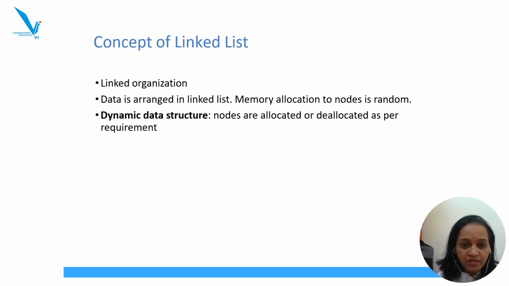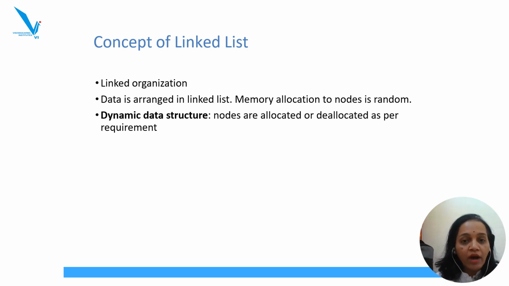So for the concept of linked list, we have to see linked organization. There was a sequential organization; here it is a linked organization. Data is arranged in a linked list, so memory allocation to nodes is random. Means what? I can store my first element at one position, the second element randomly, scattered at another position, the third element at yet another position, and afterwards I can set the links. So it is a dynamic data structure. Nodes are allocated or deallocated as per the requirement. So, very important: dynamic data structure.